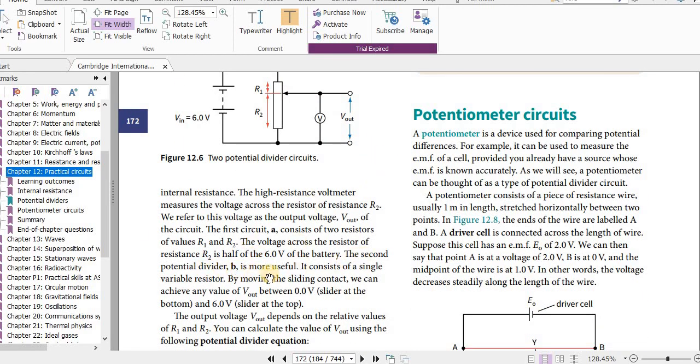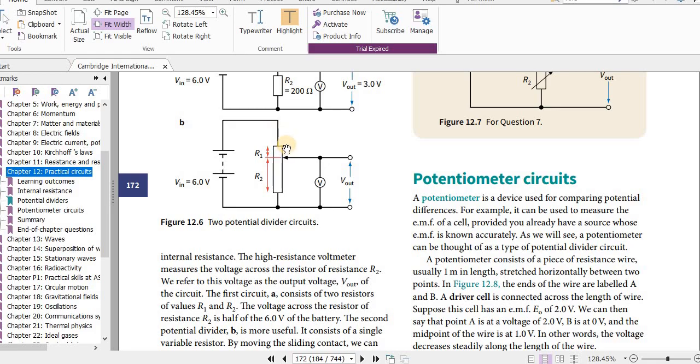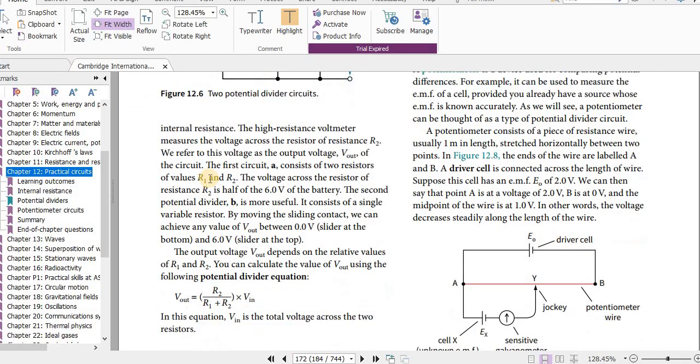The second potential divider B is more useful. It consists of a single variable resistor. By moving the sliding contact, so this arrow is the wire connected to the sliding contact, we can achieve any value of V out between 0.0 volts and 6.0 volts. That means if the sliding contact, this arrow, is here, there is no length of resistance wire across the voltmeter, so the voltmeter will read 0. But if this arrow is all the way on this end, the entire resistance is across the voltmeter, which will give the reading 6.0 volts.